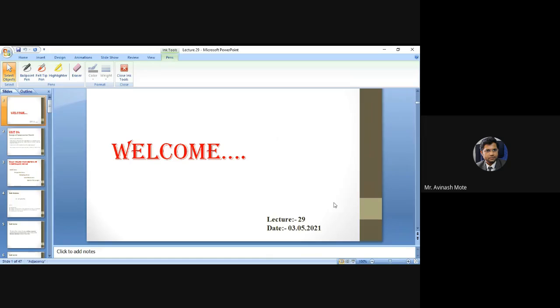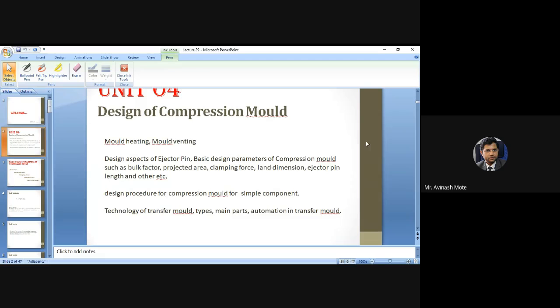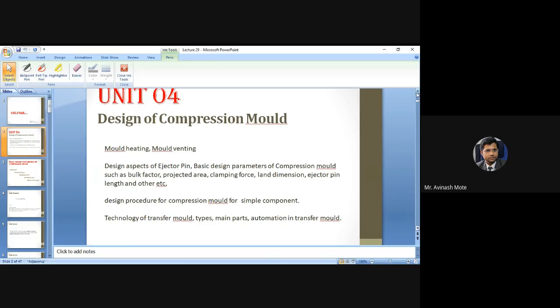So we have started with the second section, and in the second section we are dealing with the details regarding compression molding. Out of this compression molding, we have done with the mold heating part and mold venting. If you are not getting the screen or voice in between, just unmute and tell me.